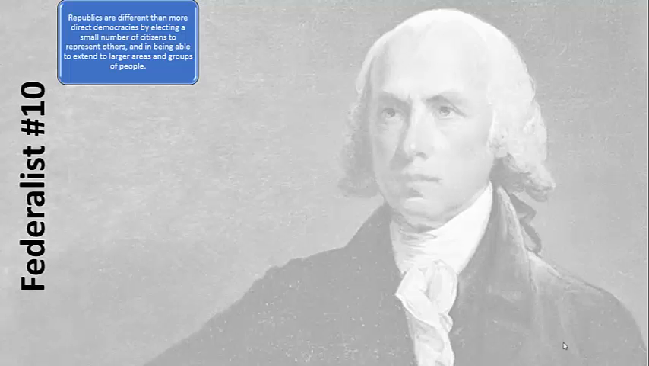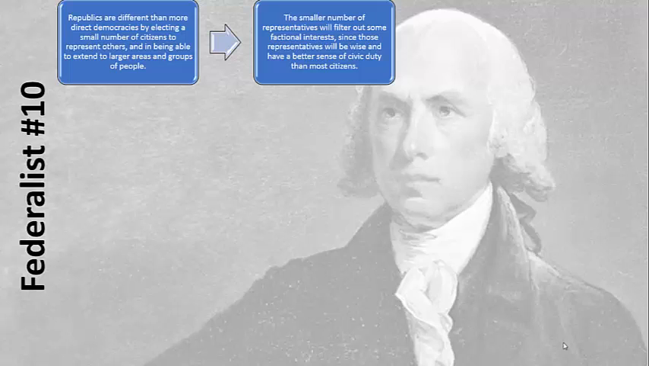They elect a small number of citizens in order to represent all of the other citizens, and they can extend much larger in terms of geographic reach and number of citizens because they don't require every person to be participating in the decisions. Madison says that it's pretty important to have this kind of a republican system because a smaller number of representatives will help to filter out factional interests. Since representatives are wiser, they'll have a better sense of civic duty than most citizens.